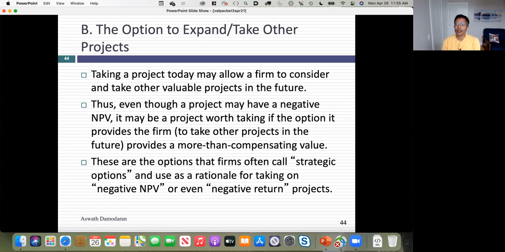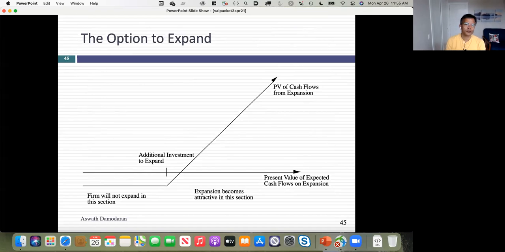It's a rationale that a lot of companies use when they decide to start a business in China or India, because these businesses that they start could lose their money, but the reason they're okay with it is because they think by starting these businesses or acquiring these businesses, they get the rights to do other things that could be worth a lot. That's the option to expand.